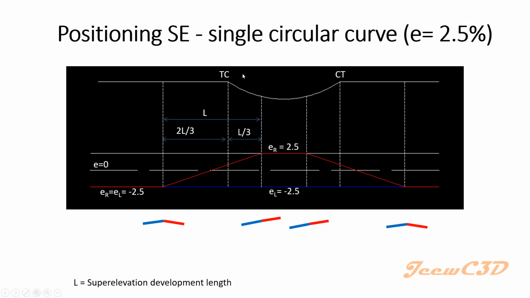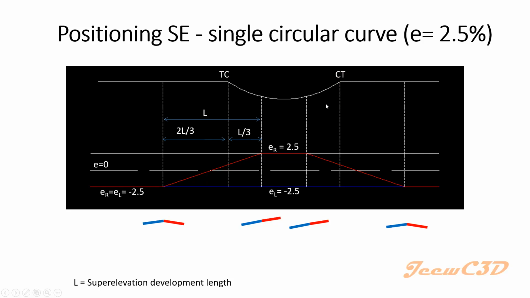So this is a curve. This is a straight. This is a curve. This PC means tangent to curve point. This is tangent. This is curve. This is tangent to curve point. CT means curve to tangent point. This is the curve. This is the tangent.